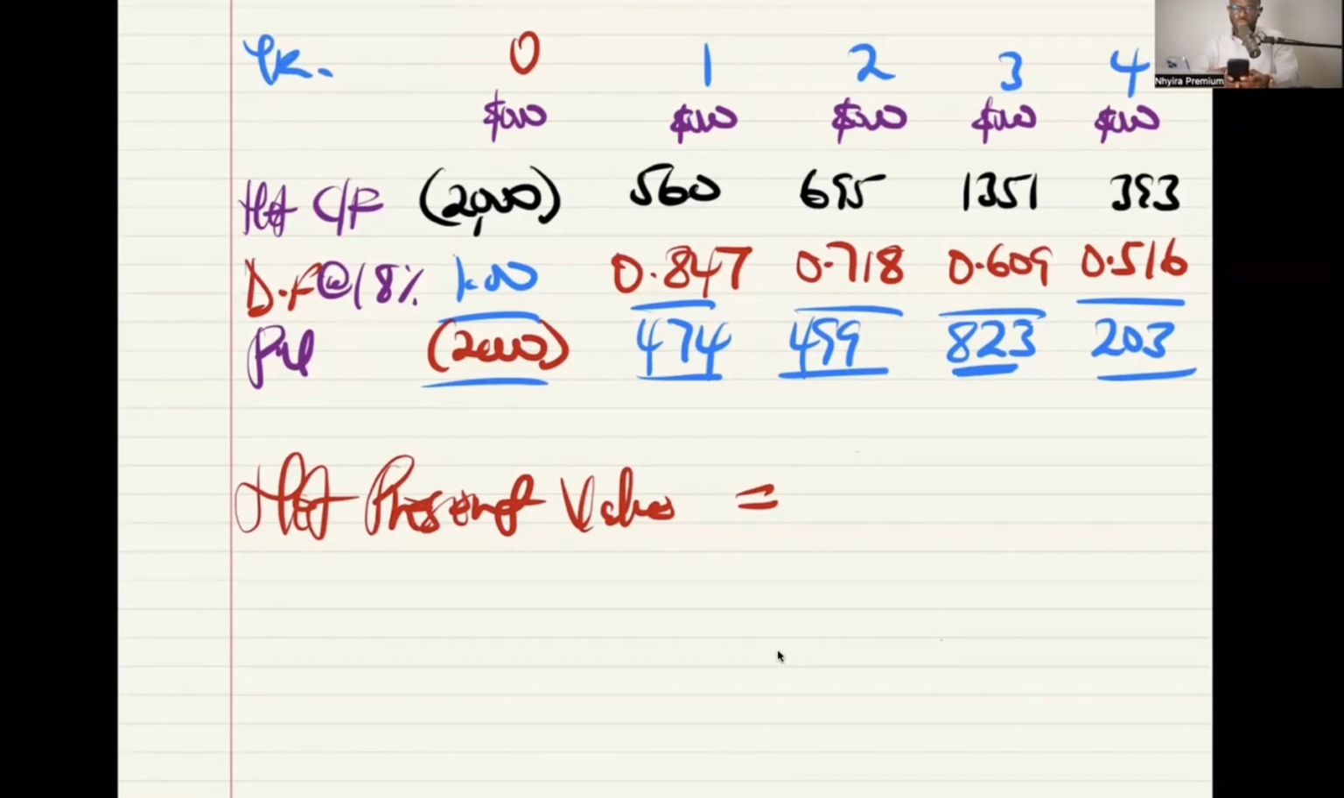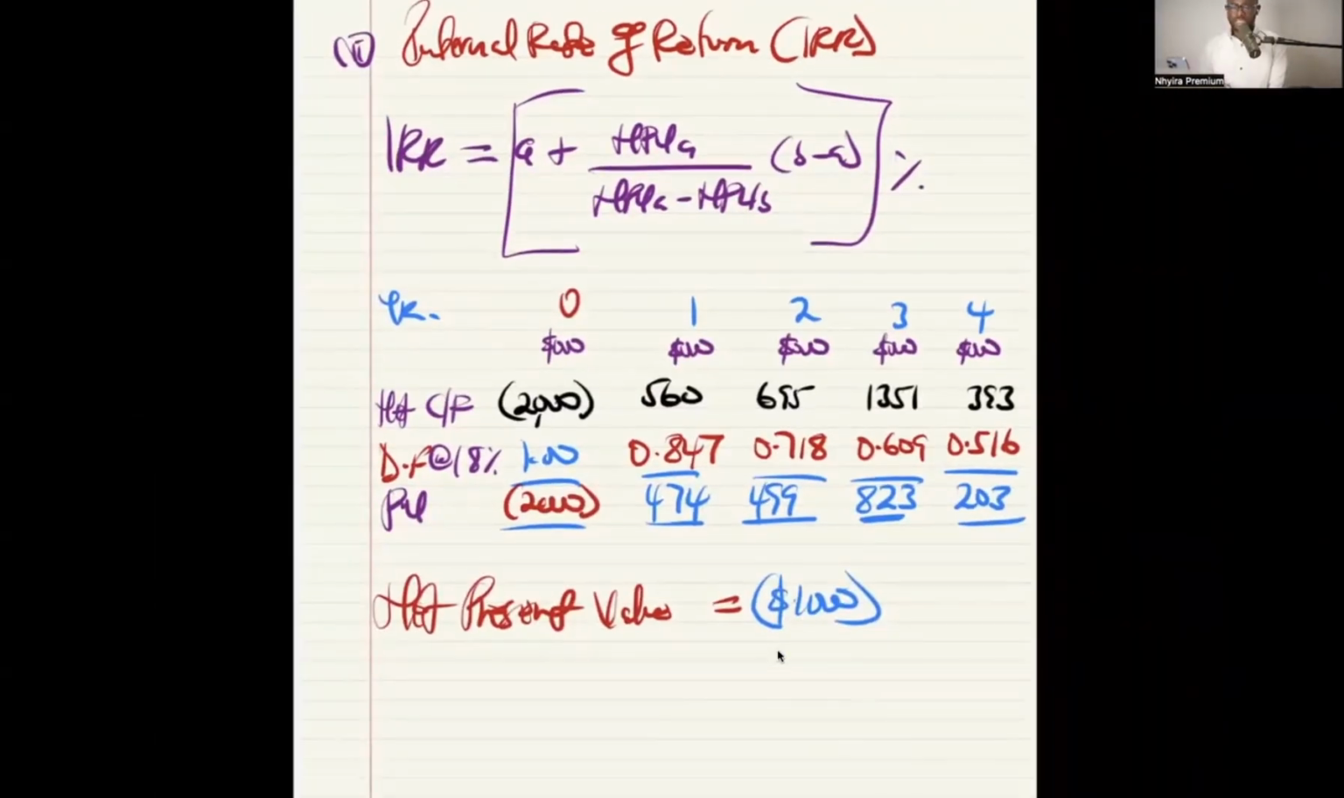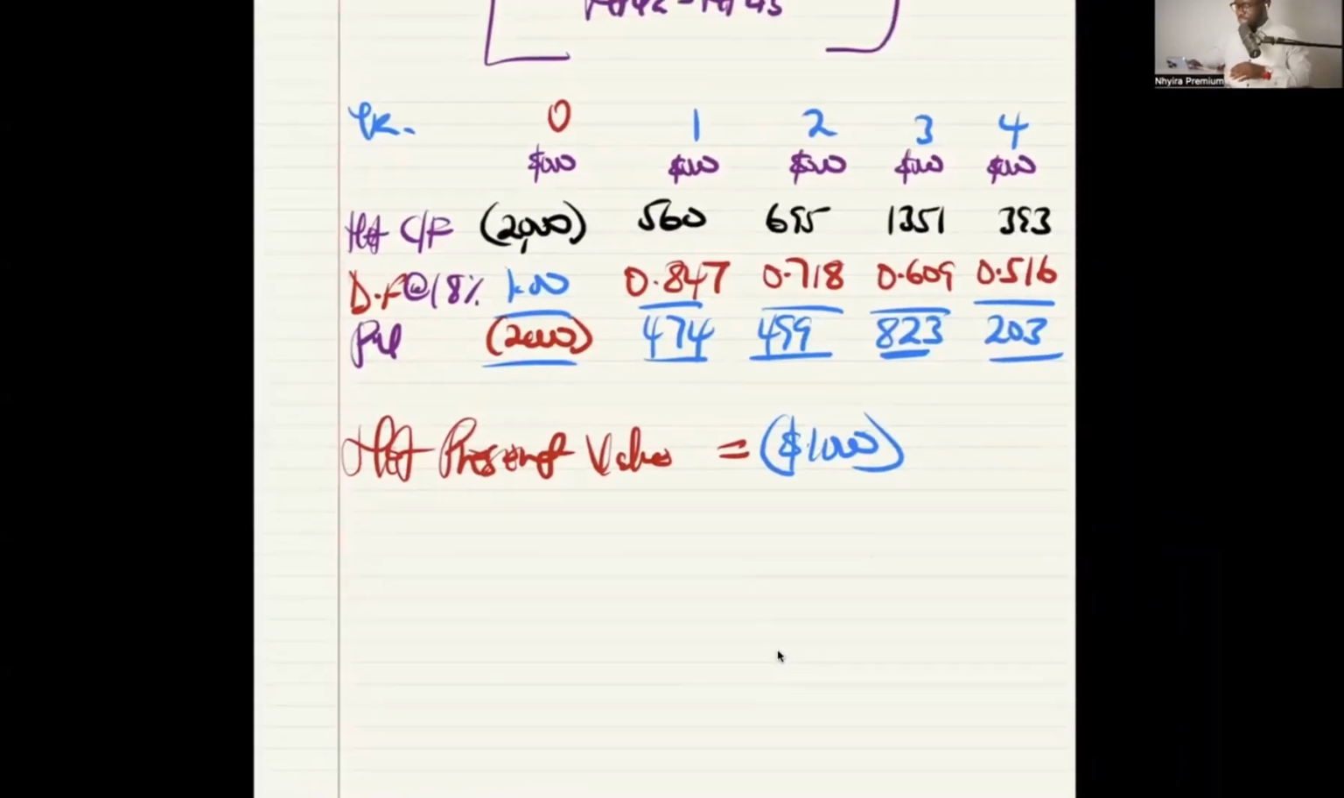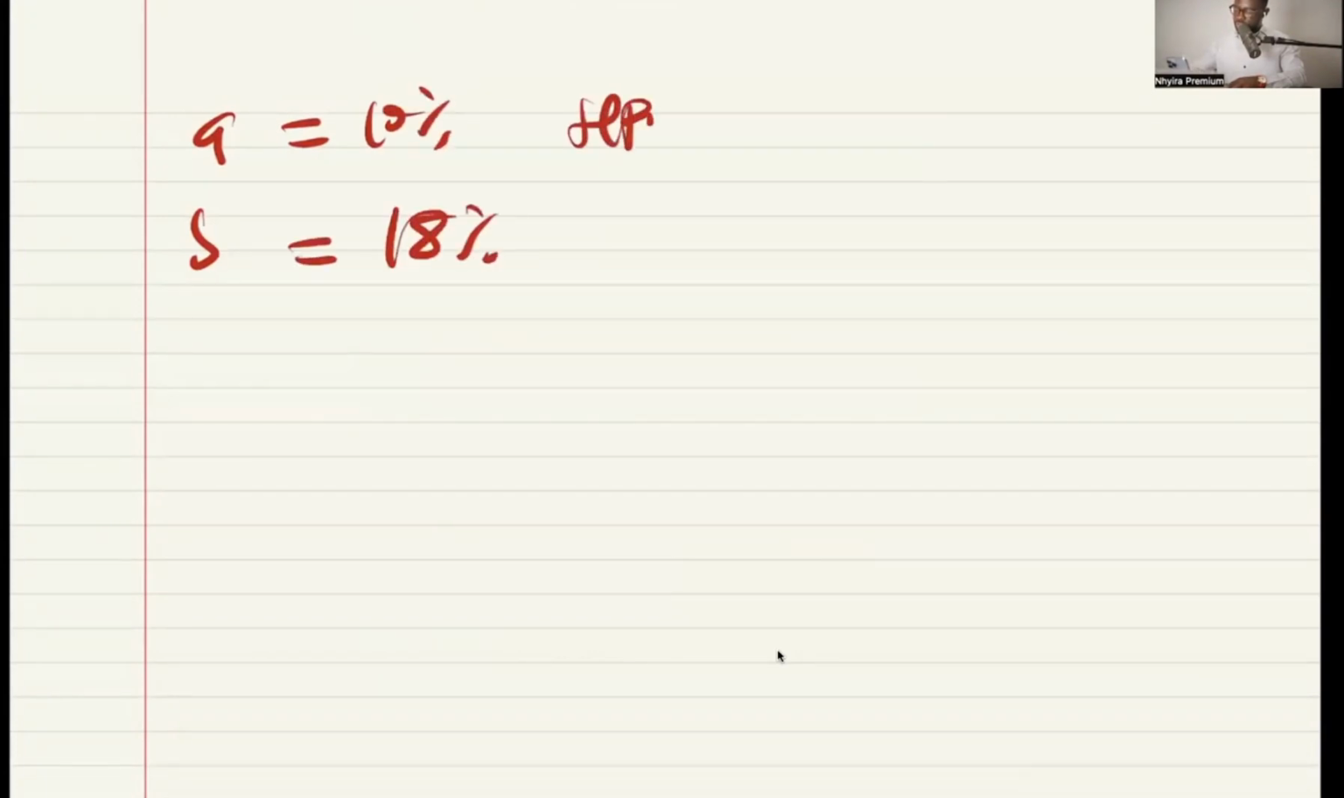Ooh, that's close. I'm getting -1,000. Okay, that's good. So that's our answer. We're done. Now, let's substitute it. So if I'm going to calculate my IRR, what is my A? What's my B? A is the lower rate, 10%. B is the higher rate, 18%. So my NPV A was 366. My NPV B was 1,000 negative. Okay? You got to be mindful of that.